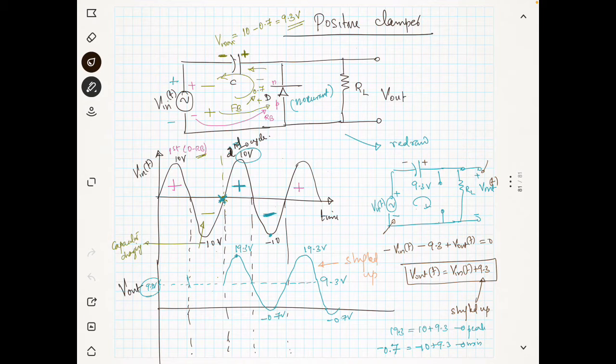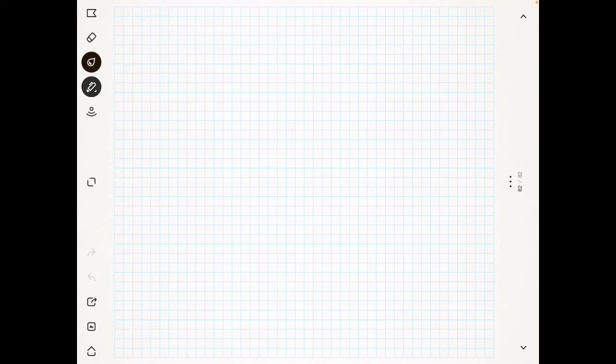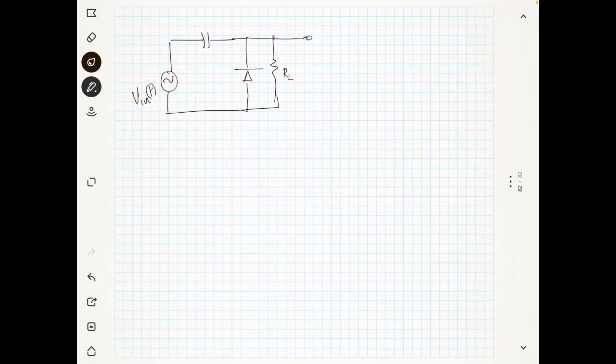So I will explain you briefly again. We have a capacitor, as I told you, and we have a power supply V in of T, and we have a diode. This is nothing but the positive clamper, and we have a load resistance which is RL. We will take the output across the load resistance RL.